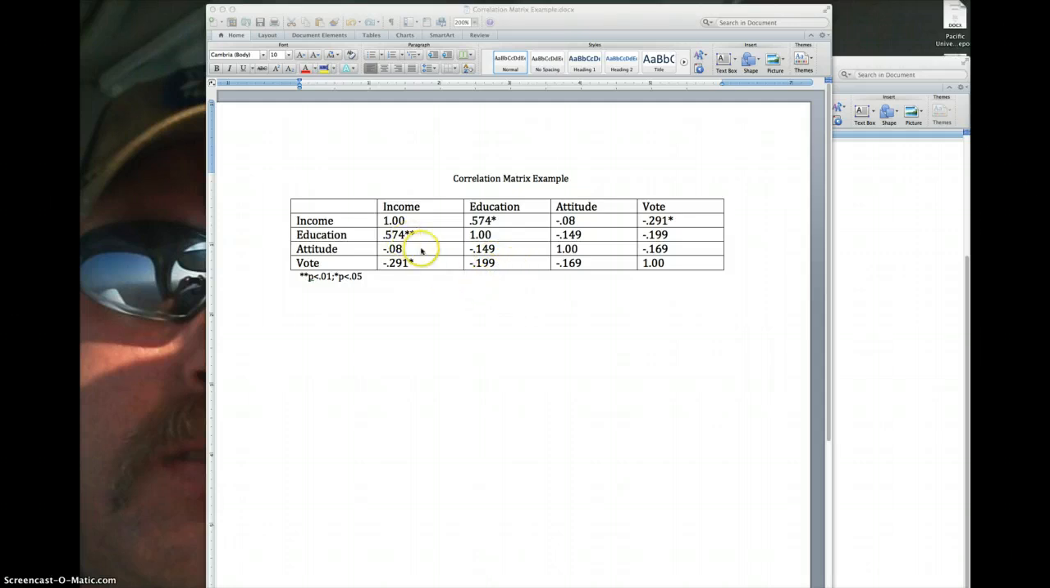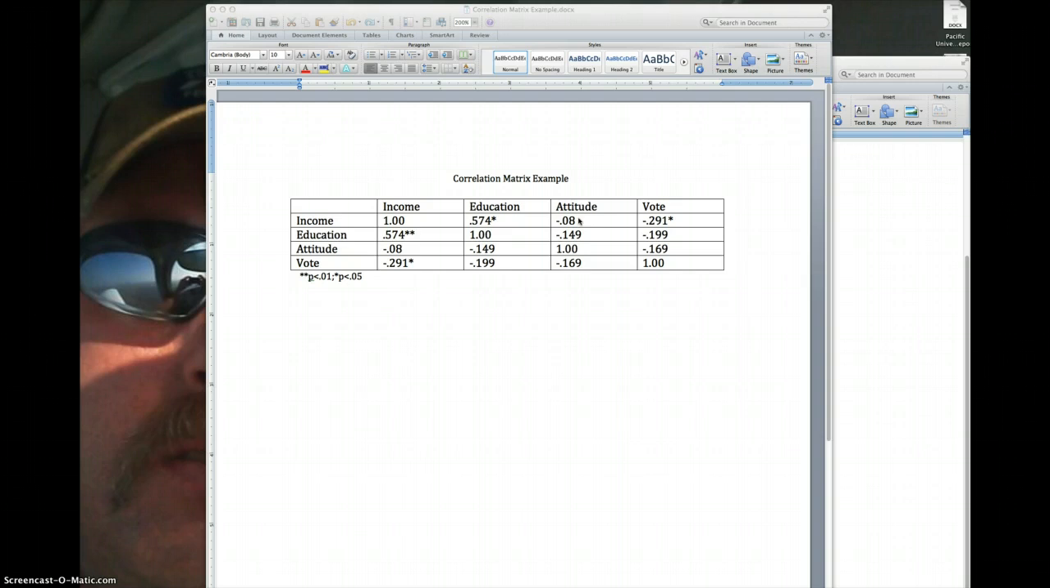The second thing I want you to notice is the data very often will be duplicated. The correlation between income and education, which in this case is 0.574, is obviously the same as the correlation between income and education here. It's the same data. Here we can look at income and attitude. It has a negative correlation of 0.08. And here it is up here.